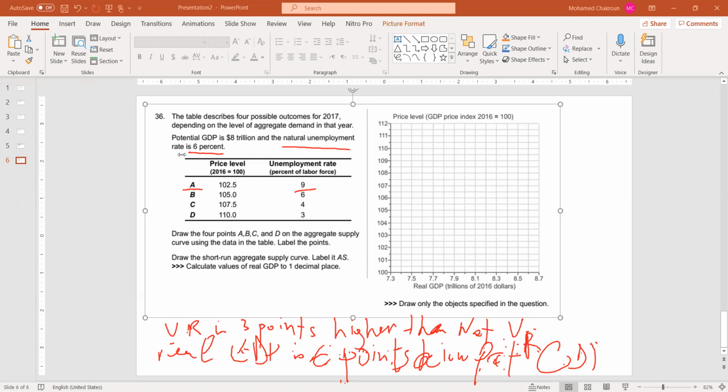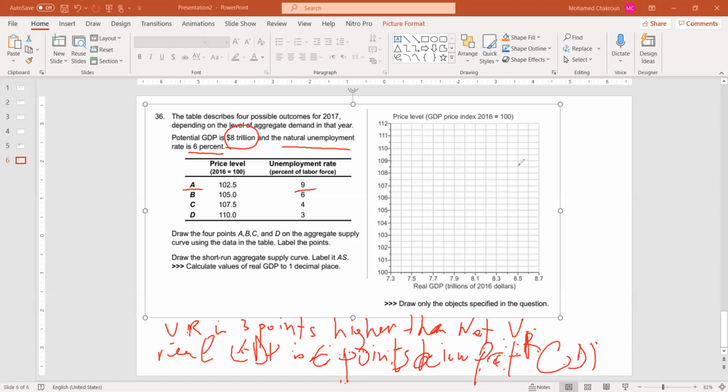So at point A, we have 2.5 here. At point A, the unemployment rate is equal to 9 and the natural unemployment rate is equal to 6. That means the prevailing unemployment rate is 3 points higher than the natural unemployment rate. As a consequence, real GDP will be 6 points below potential GDP. So potential GDP is equal to 8 trillion.